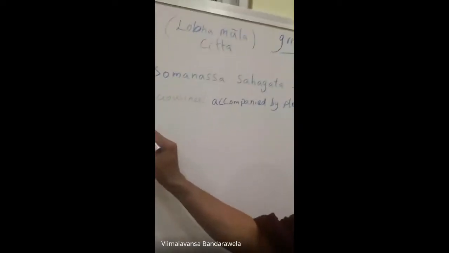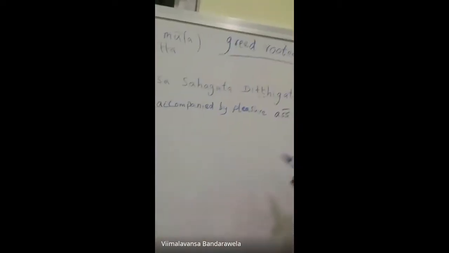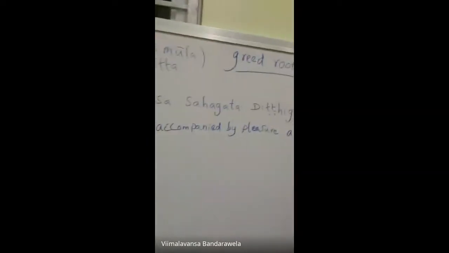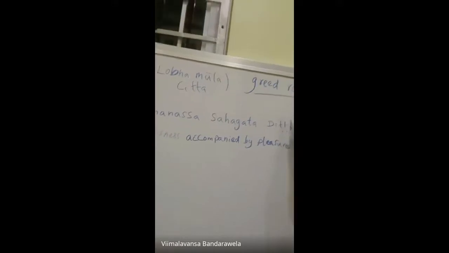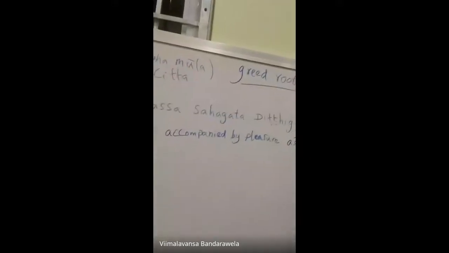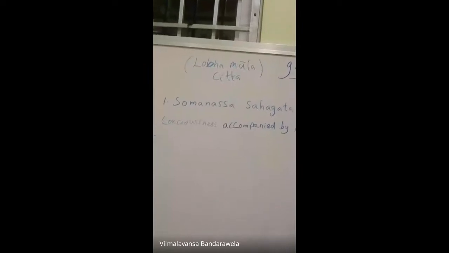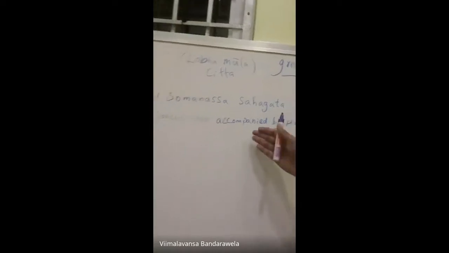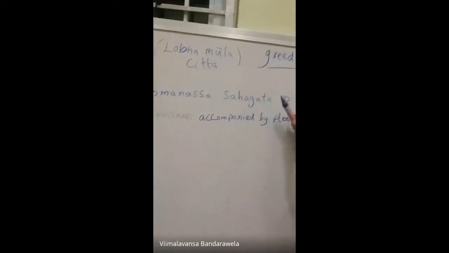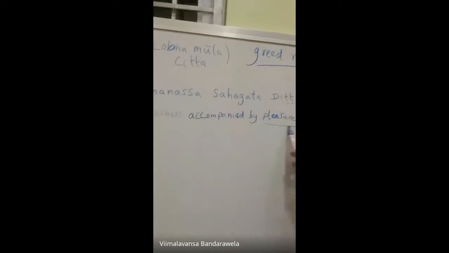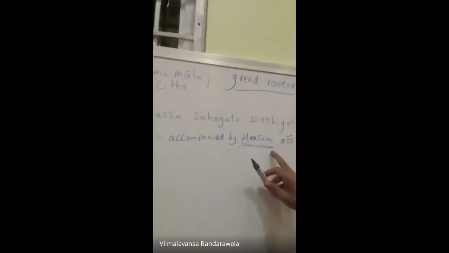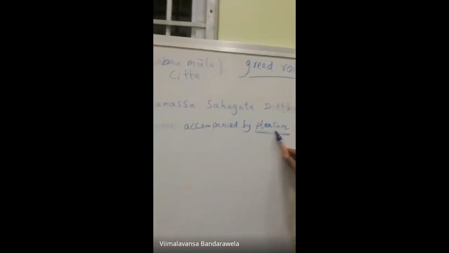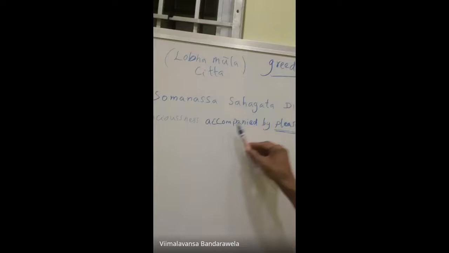Then the second consciousness. So see, what is that? Somanasa sahagata, that means, what is your object? The object is greed-rooted. You have a greed-rooted object, for example, you think about your child, right? This is pleasure to you, a pleasurable child. So now your child is the object, right? Pleasure, somanasa sahagata, accompanied by pleasure.